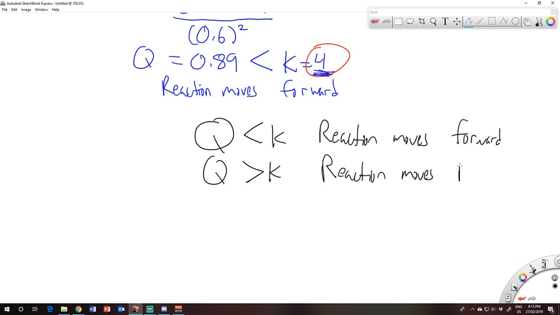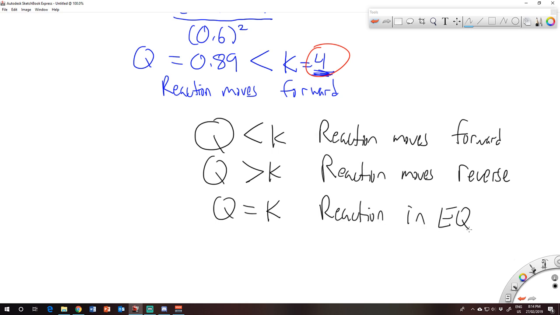Reaction moves reverse. And if by some miracle Q is equal to K, then the reaction is already in equilibrium. Reaction in equilibrium. So the reaction actually won't do anything. So that's question 50.